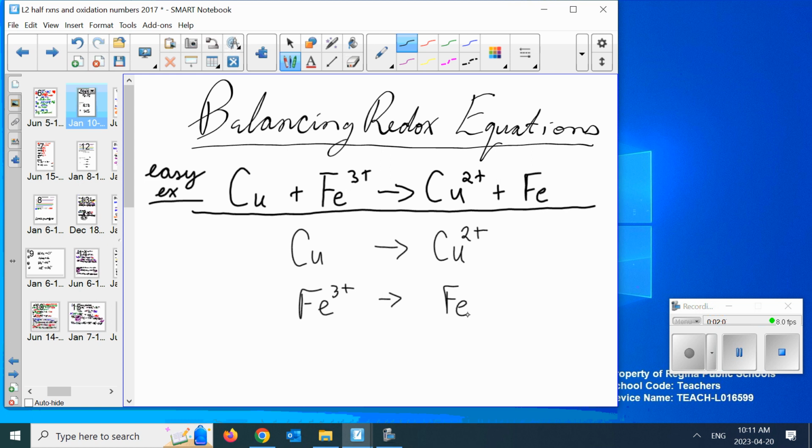So I'll do them one at a time. This copper is an element, so no charge, 0, right? This one is 2+. We always take the higher side and bring it down to the lower side because we're adding negatives, we're adding electrons. So 2 is up here, 0 is down there. We've got to bring 2 down to 0. So how many electrons? How many negatives?